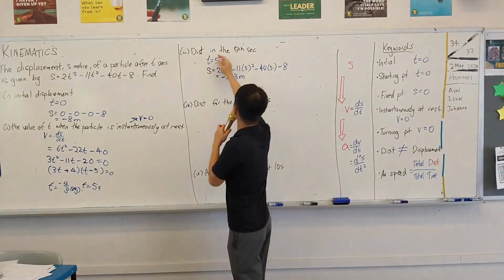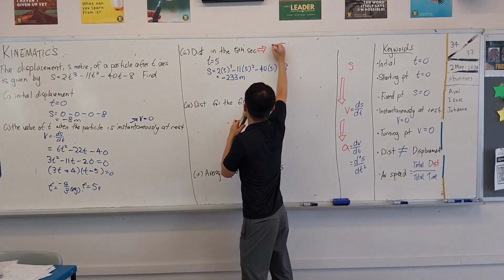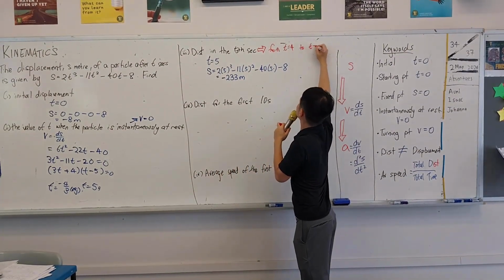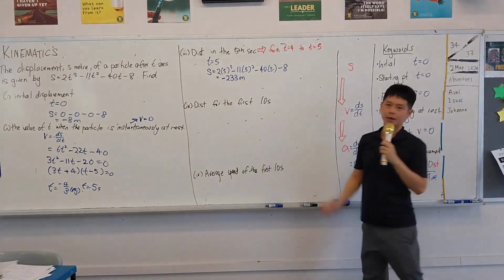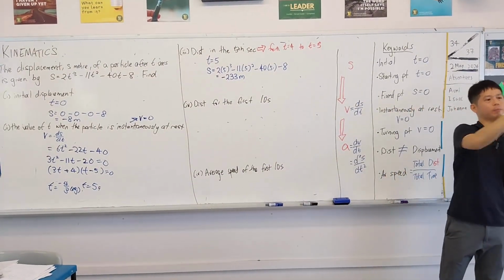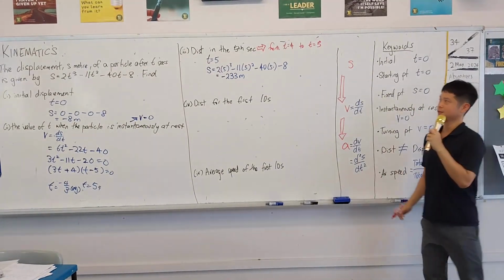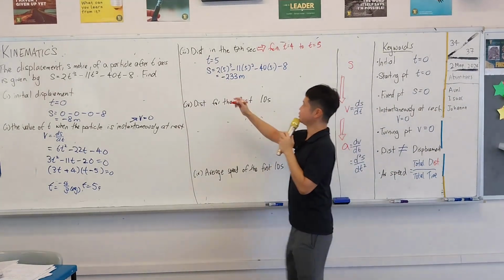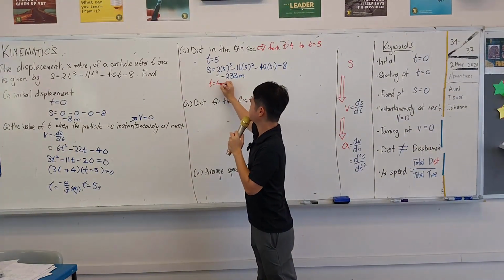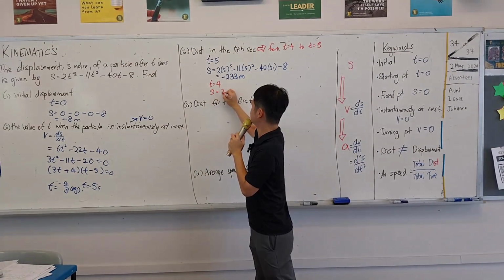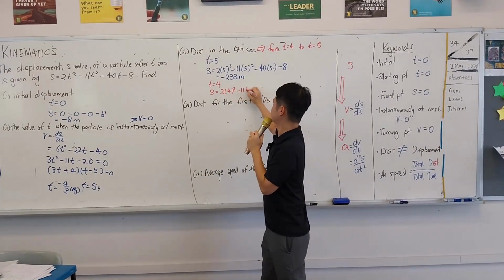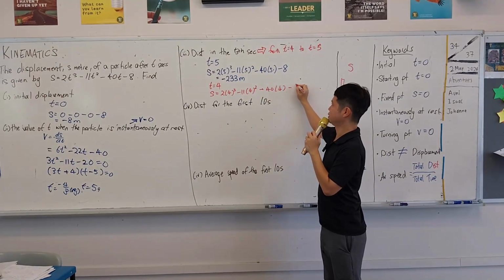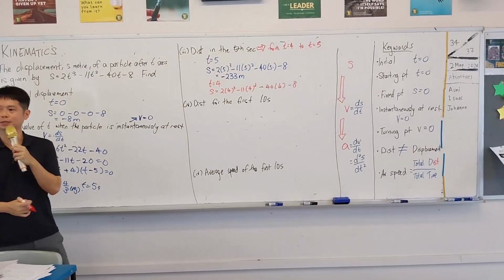How do you get it? The 5th second means from the 4th second to the 5th second. That's the definition. You must memorize and remember this. That means it will be from the previous second to the next one. What do I have to do? Substitute t equals to 4. So s equals to 2 times 4 cubed minus 11 times 4 squared minus 40 times 4 minus 8. You get negative 216.